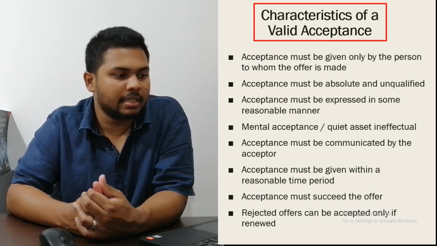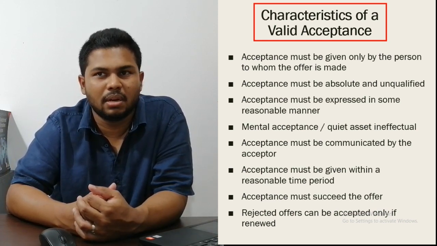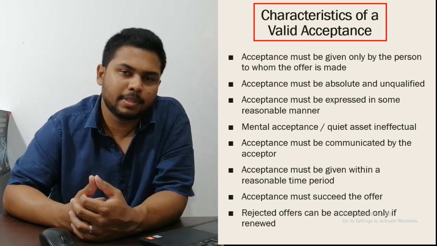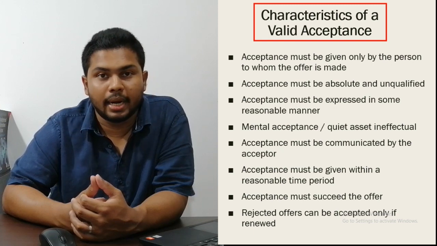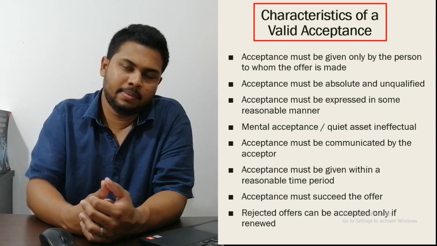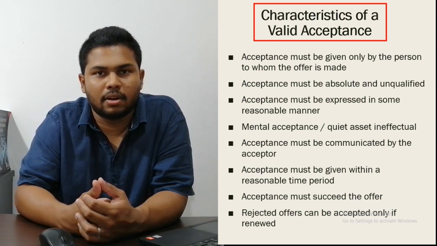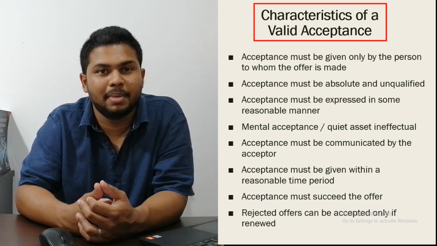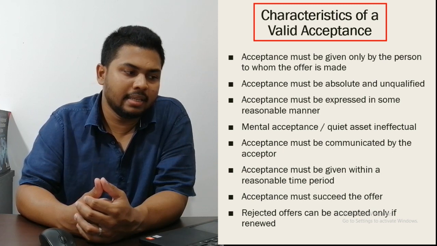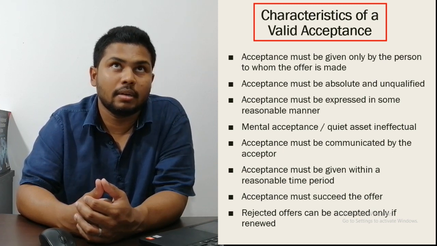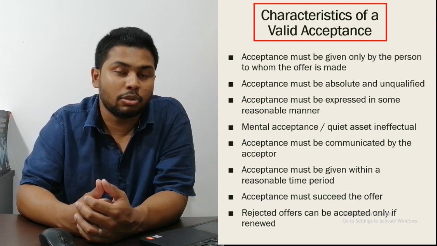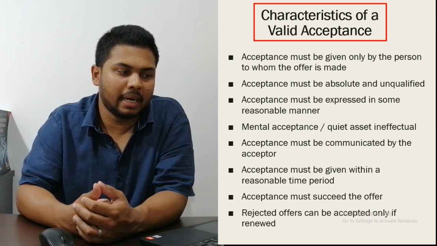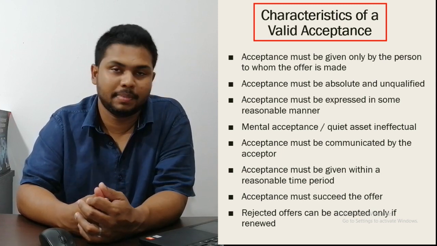Then the third one is that acceptance must be expressed in some reasonable manner. Even though you can do it in a way which is implied, still the recommendation is that to become a valid acceptance, you must express it, right? And mental acceptance, the quiet assent, is not going to work as a valid acceptance. Let's say somebody was making an offer and you were in silent mode. They can't presume that you made an acceptance by being silent. At the same time, quiet assent, or mental acceptance, thinking 'I should accept this', your thoughts won't be a valid acceptance, right? So mental acceptance and quiet assent are ineffectual for valid acceptance.